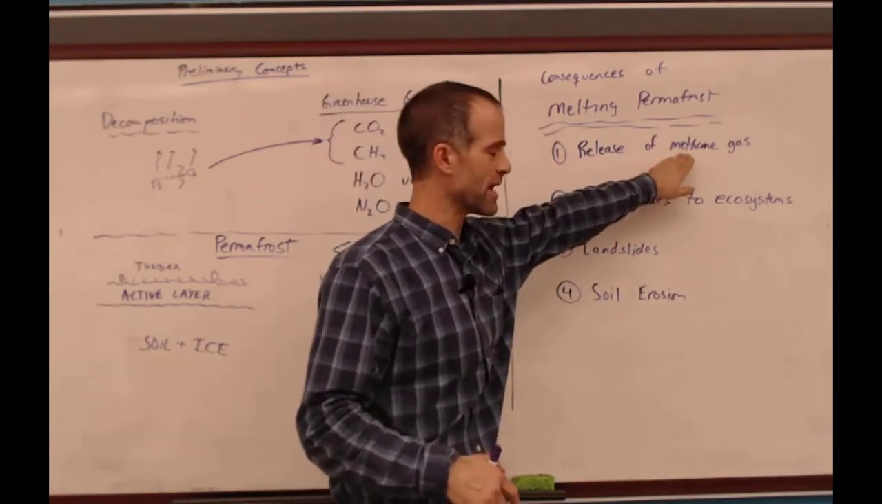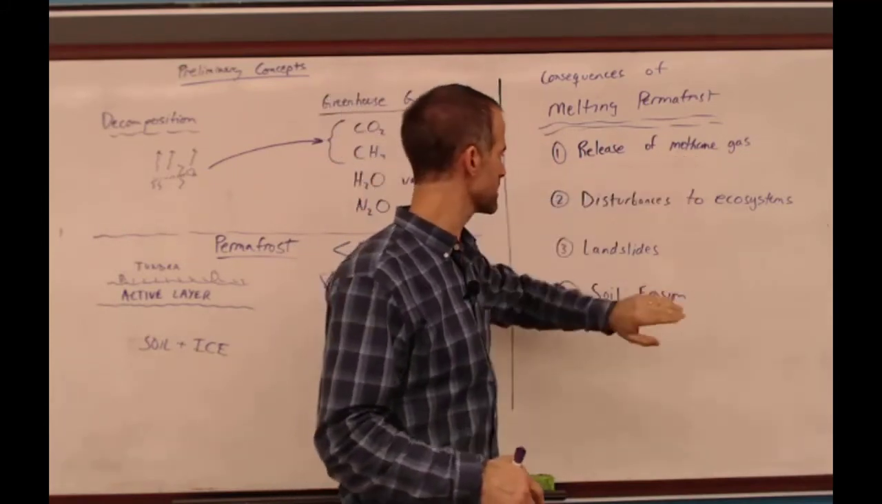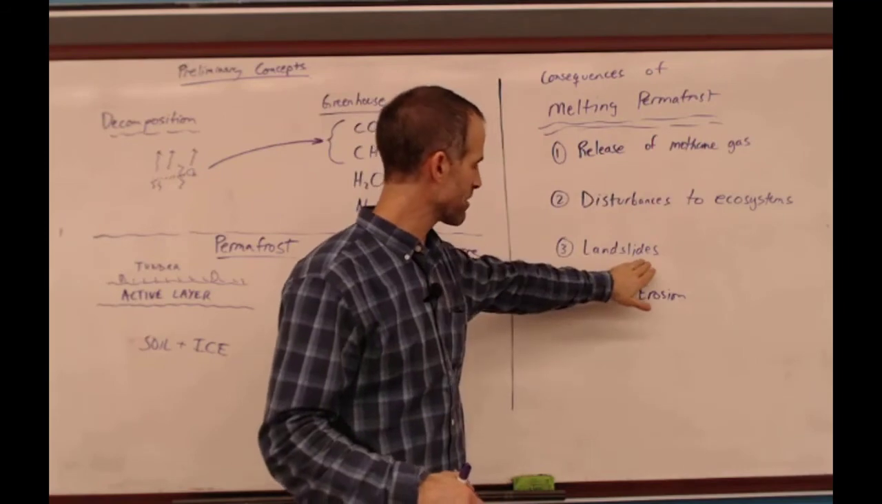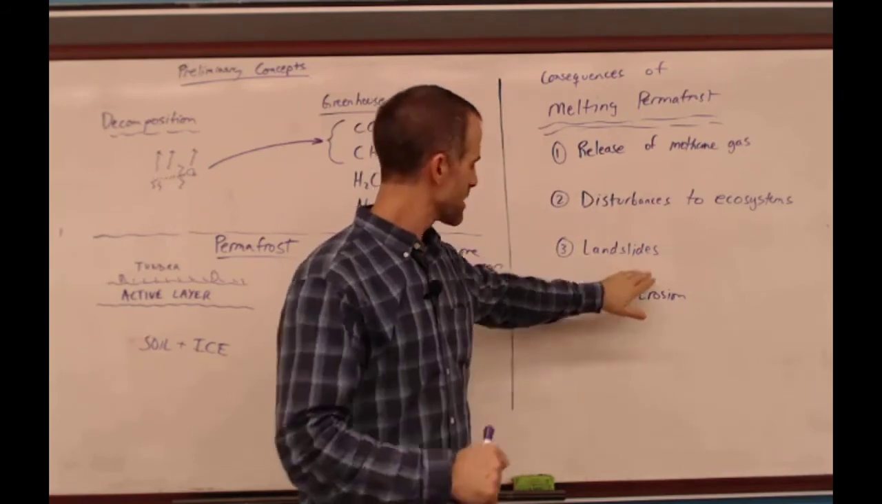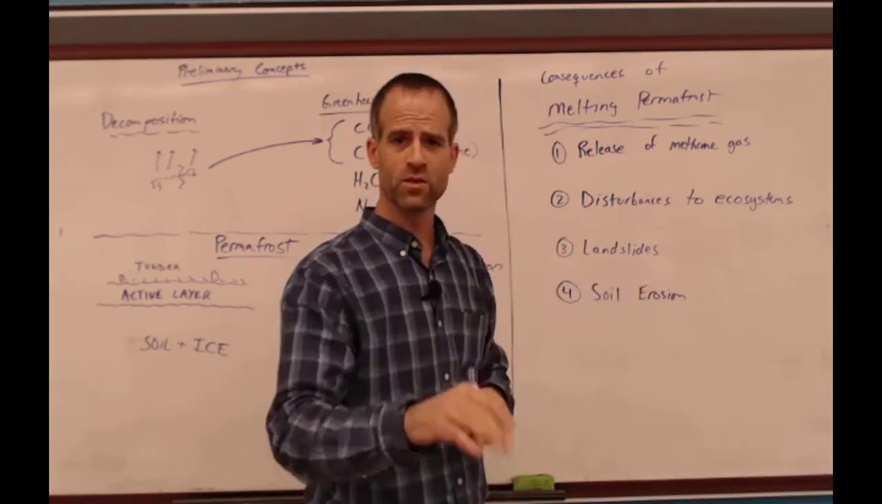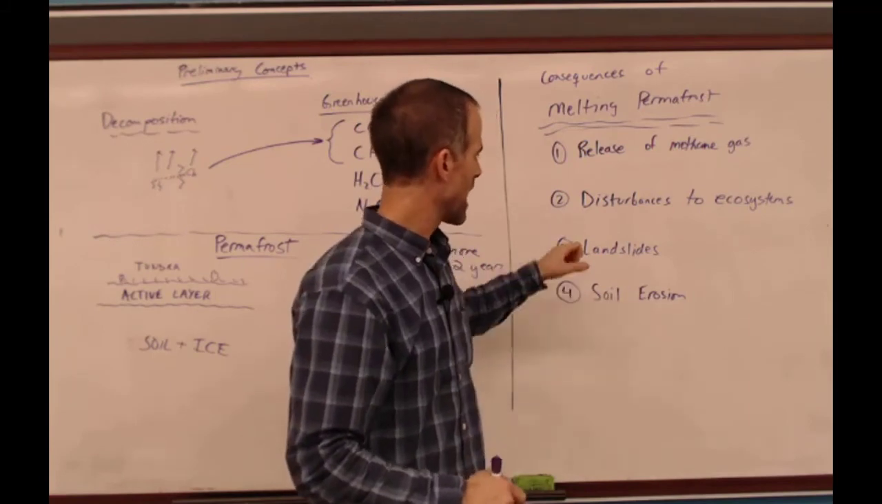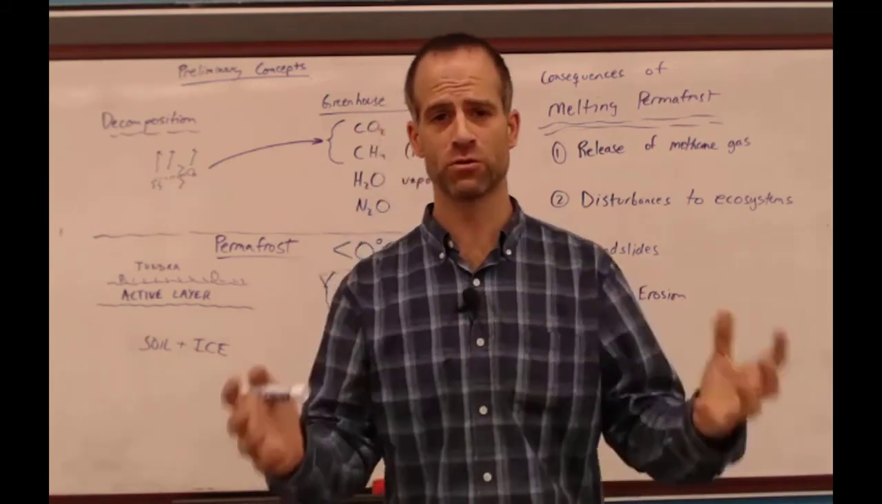One of them is that a greenhouse gas, methane, is released. Another one is that we have landslides. Another one is that soil gets washed away, soil erosion. And the last one is that it affects the ecosystems, which is the plants and the animals.